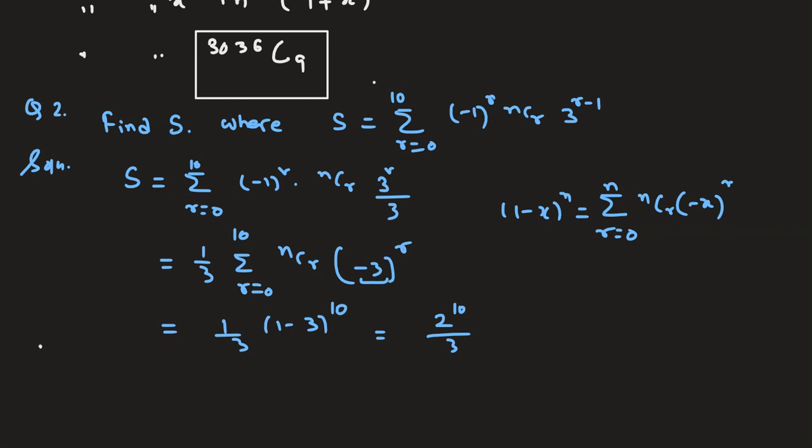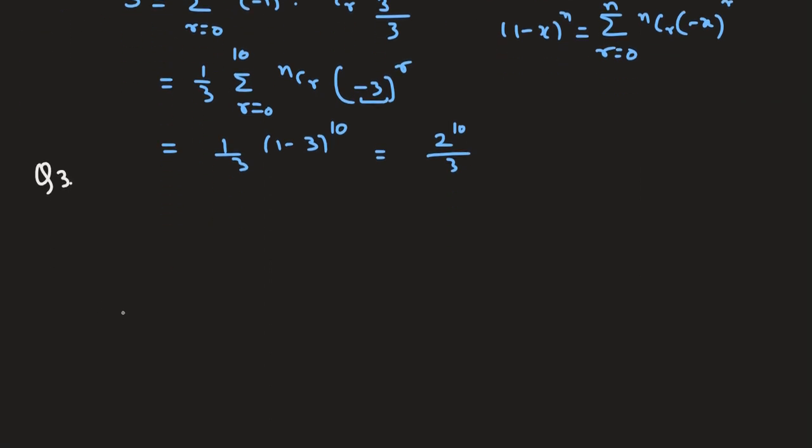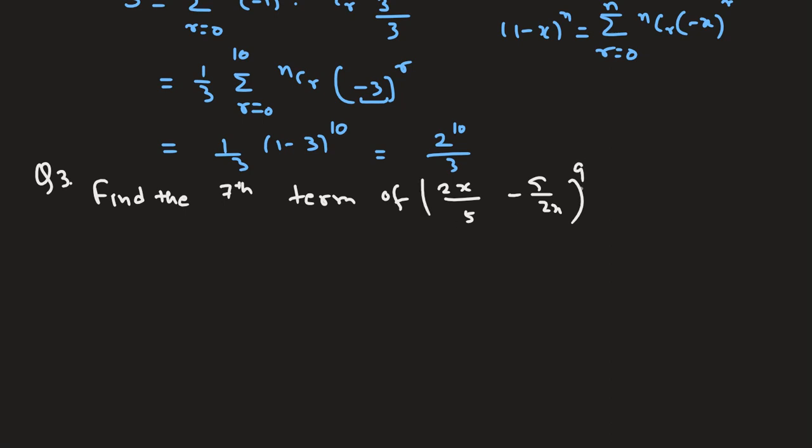Coming to the next one, question number 3. Find the seventh term of (2x/5 − 5/2x) to the power 9. Find the seventh term of this expansion.